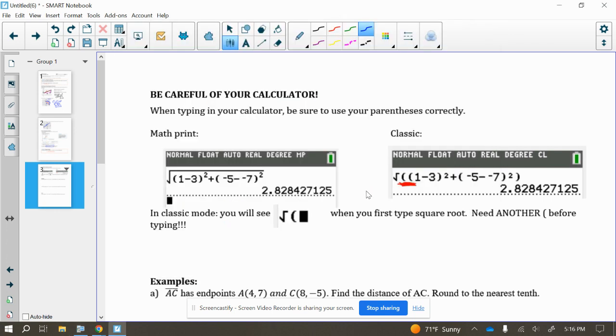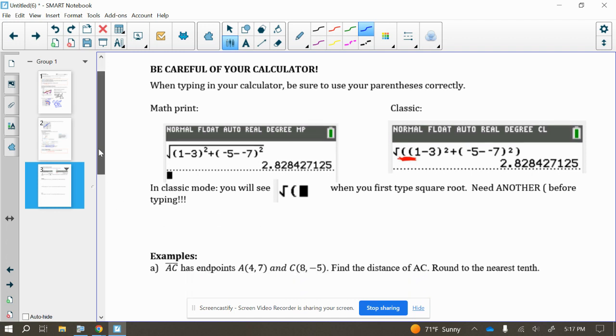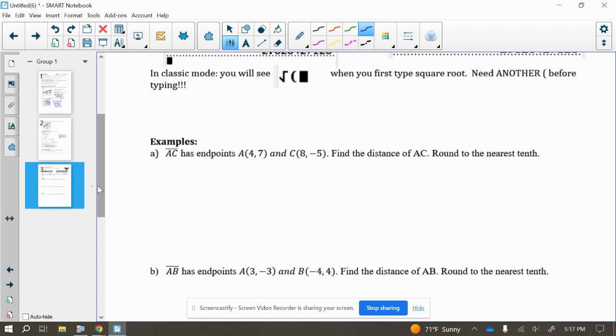Now, they're not being nice to you. Okay, they're not putting this parenthesis for you. They're saying everything that comes after this parenthesis is going to be in the square root. So you would need another set of parentheses to type in so that you would know at the very end here to close this and that would all be underneath your square root. So be careful of your calculator, or we'll talk about a way that will help you make sure that you type this in correctly.